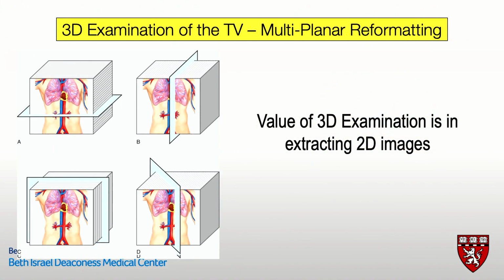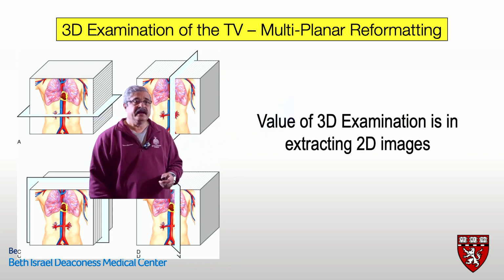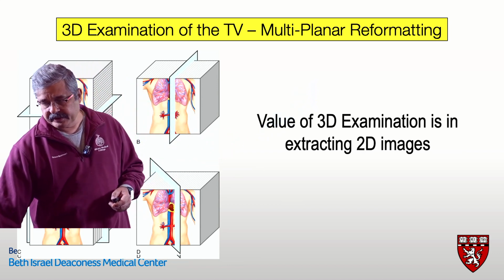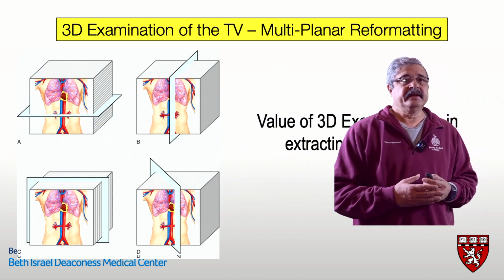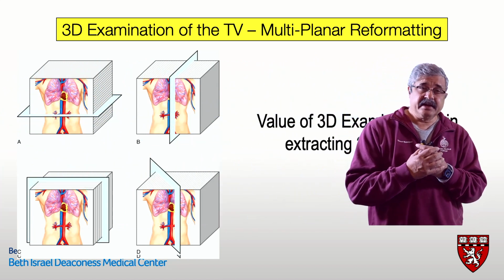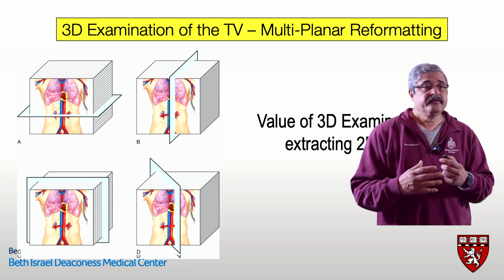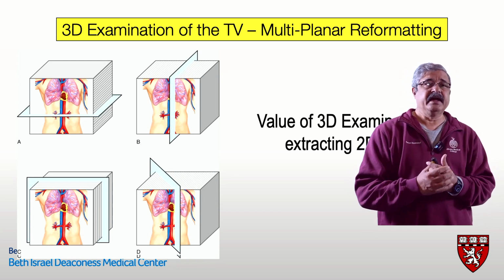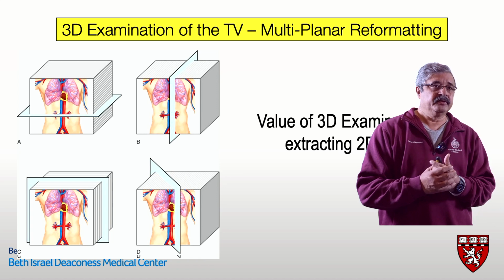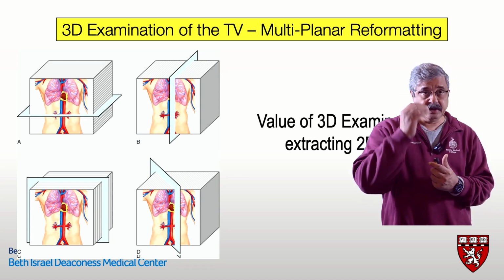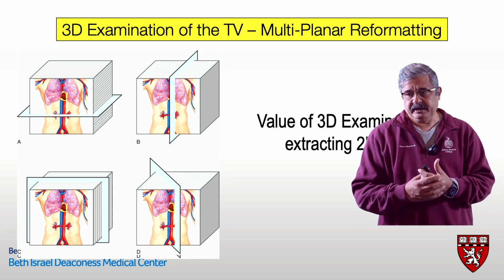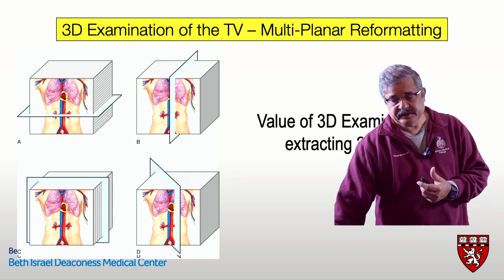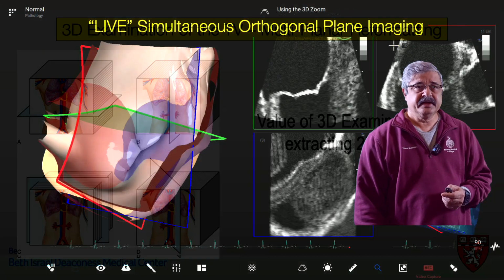Now, looking at this, the 3D examination, like I said in the past, a few slides ago, the most important part of the 3D examination is the multiplanar reformatting, and that consists of extracting an innumerable number of images from a three-dimensional volume set. That's the most important thing that we have to look for and use as part of our armamentarium to identify the tricuspid leaflets.